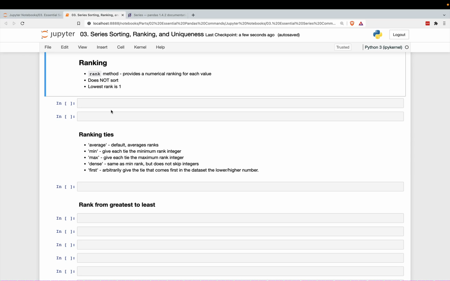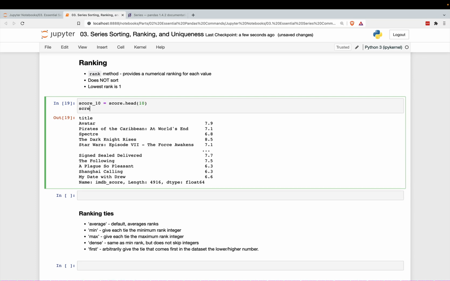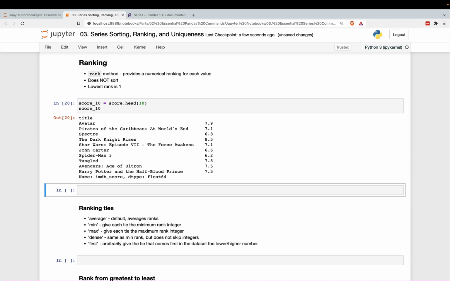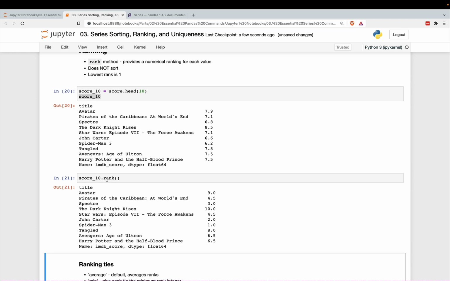Let's move on to ranking with the rank method. I'm going to use the score column, and it's easier to see when we use only 10 values. So I'm going to do score.head(10) and just call this score10. I'm going to use this series, just 10 values. So score10.rank(). A lot of people get confused with rank and sort. They are related, but ranking does not sort.